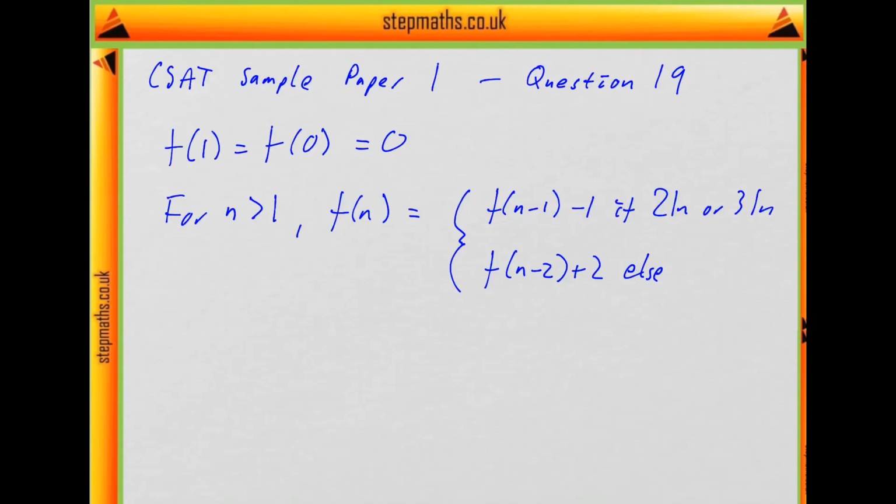This is question 19 from the first CSAT sample paper. In this question we're given a function with a recursive definition. We're told f of 1 equals f of 0 equals 0, and for n greater than 1, f of n is f of n minus 1 minus 1 if n is divisible by 2 or 3, and it's f of n minus 2 plus 2 otherwise. And what we're asked to work out is f of 1337, which you might recognise from earlier in the paper.